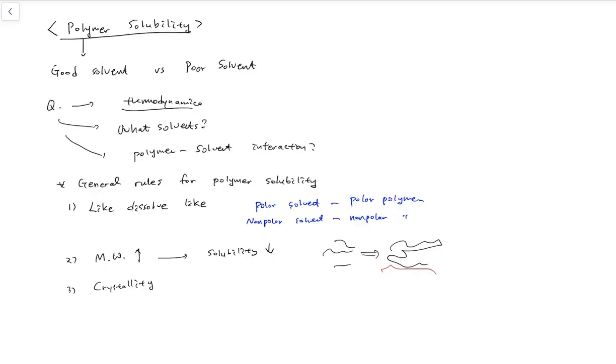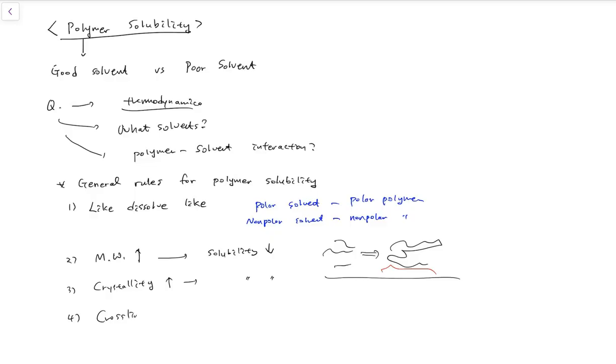Third rule, crystallinity. As the crystallinity of the polymer increases, solubility also decreases. That's also similar. You can understand it, right? If the crystallinity is larger, the molecular polymer chain packing is much more ordered, right? Then it will be much more difficult to dissolve it, to disrupt those polymer chain packings.